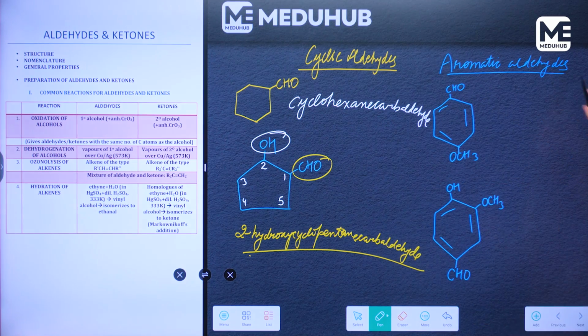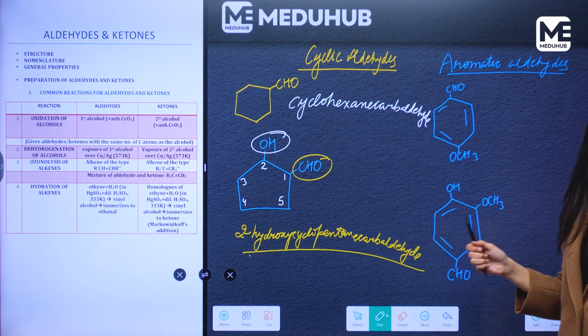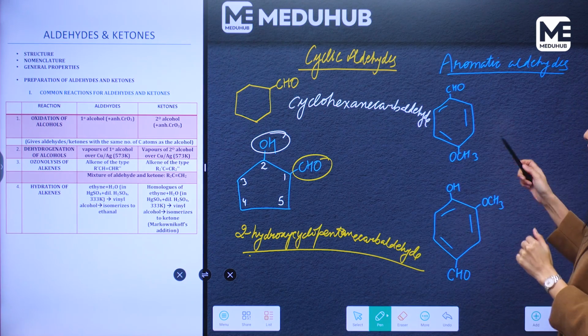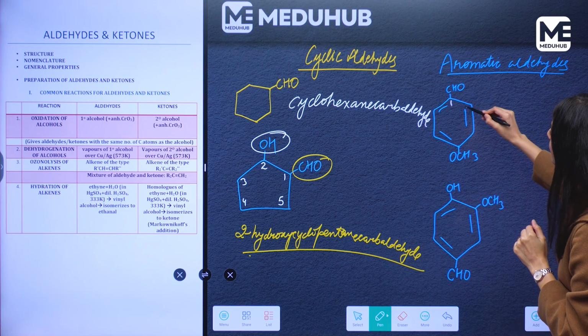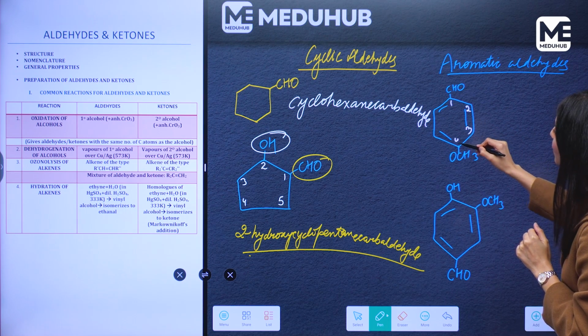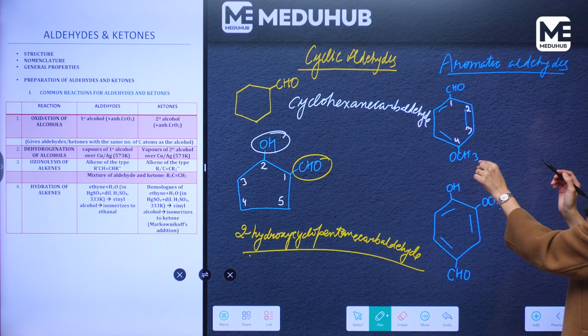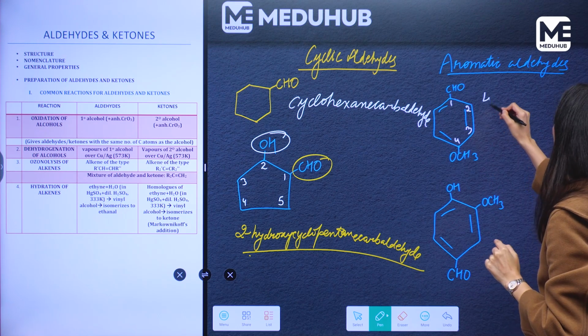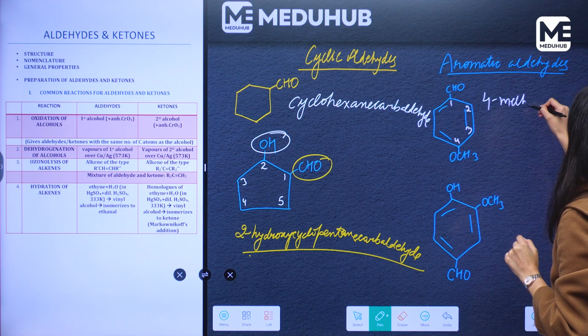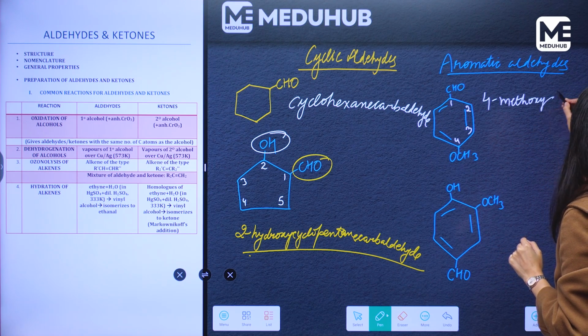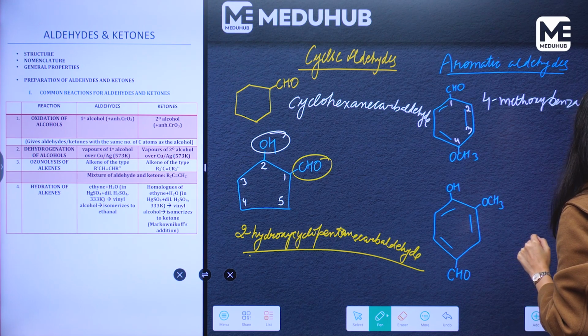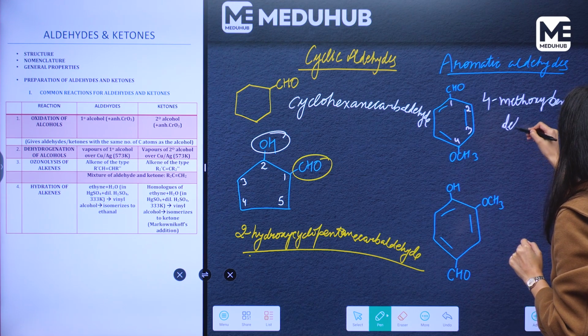What about some aromatic aldehydes? You know that the simplest of the aromatic aldehydes is a benzaldehyde. So this is carbon 1, 2, 3 and 4. At the fourth carbon, OCH3 group is attached. So this will be 4-methoxy benzaldehyde.